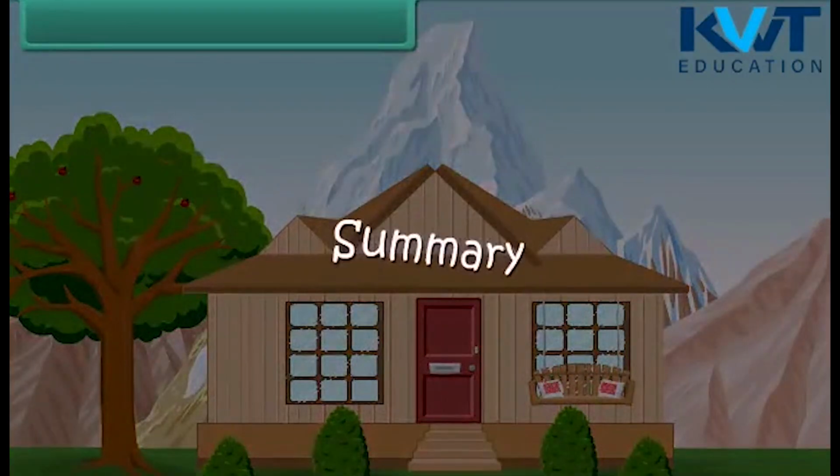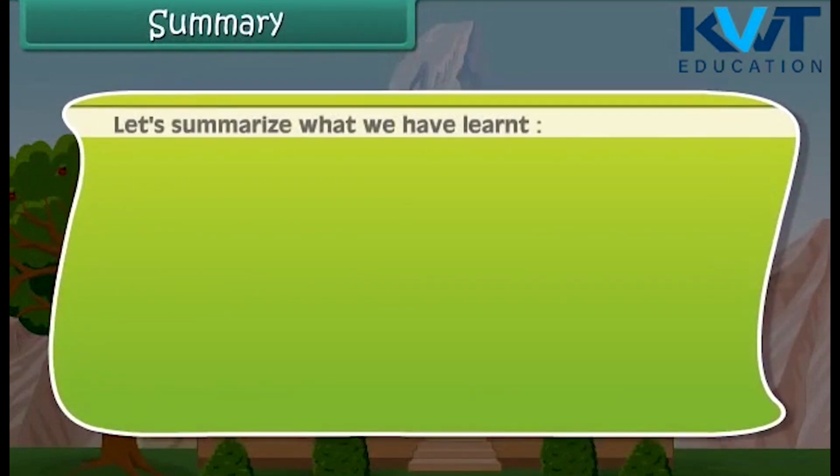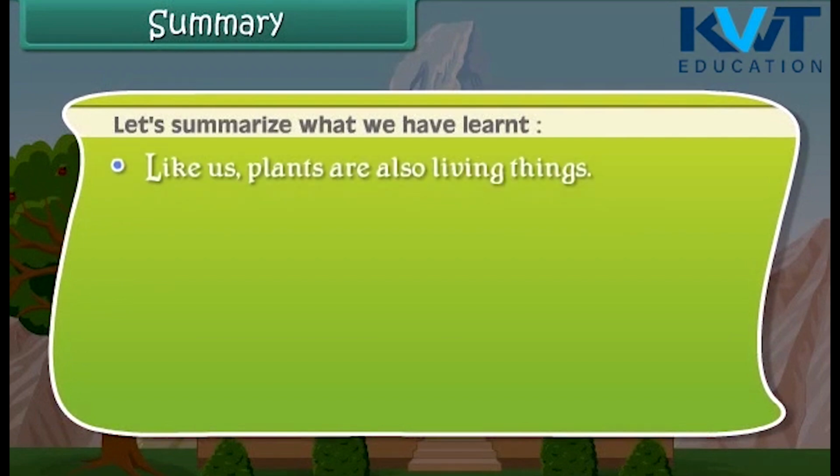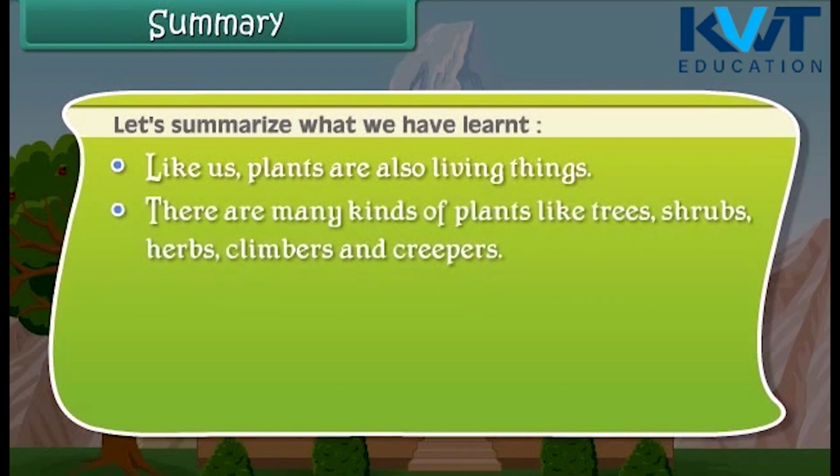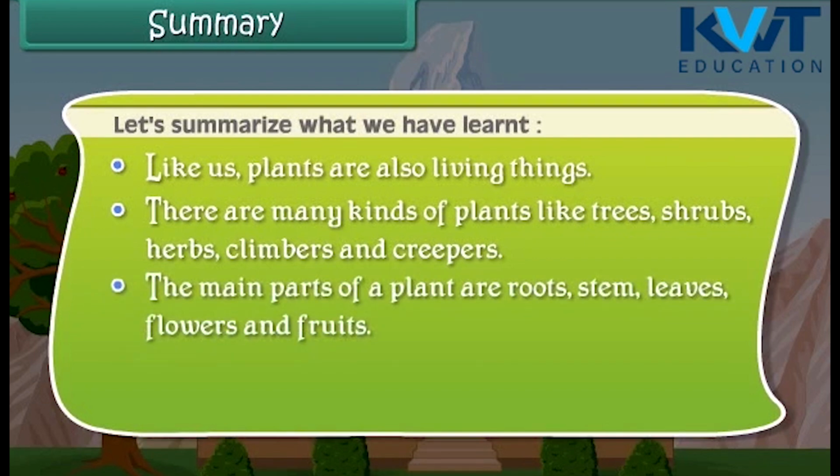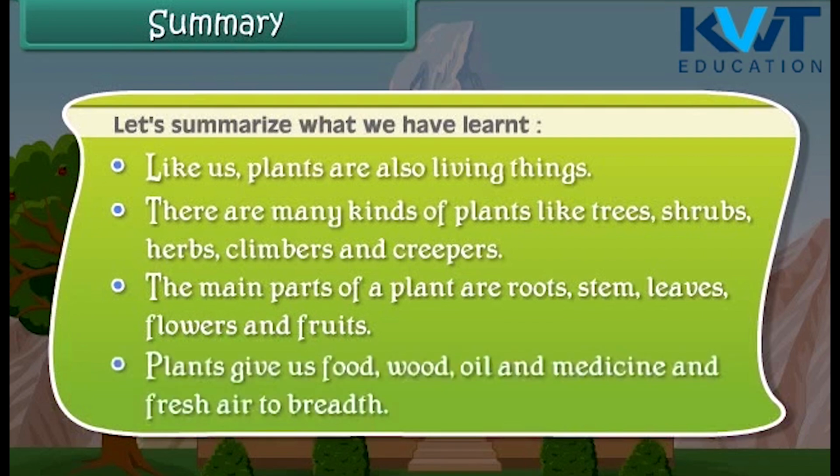Summary. Now friends, let us summarize what we have learned so far. Like us, plants are also living things. There are many kinds of plants like trees, shrubs, herbs, climbers, and creepers. The main parts of a plant are roots, stem, leaves, flowers, and fruits. Plants give us food, wood, oil, medicine, and fresh air to breathe.